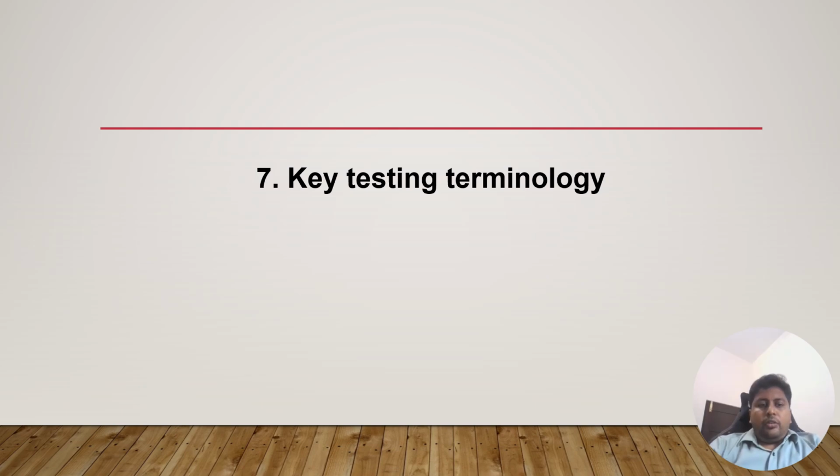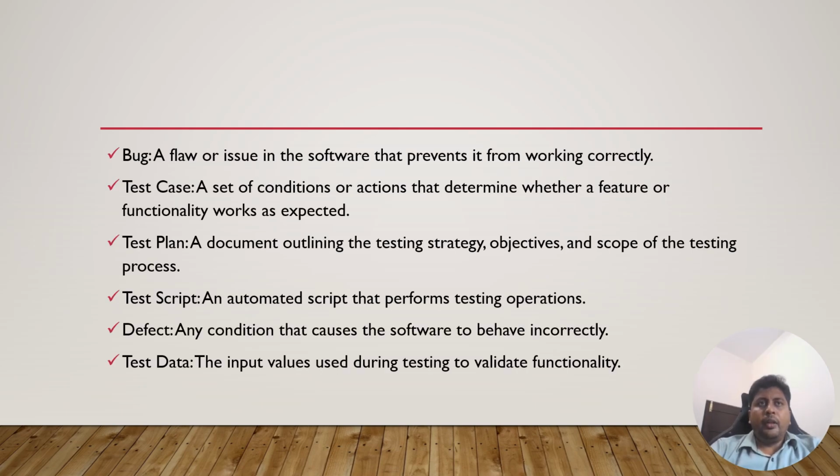Key testing terminologies. Some of the keywords you got to know in testing: a bug. What is a bug? Sometimes the interviewers ask you what is a bug. From the previous presentation, you might have known what is a bug. Anything which is not working, we call it a bug. A flaw or issue in the software that prevents it from working correctly, against the requirement. Whatever the requirement, if it's not working as per the requirement, that we call a bug.